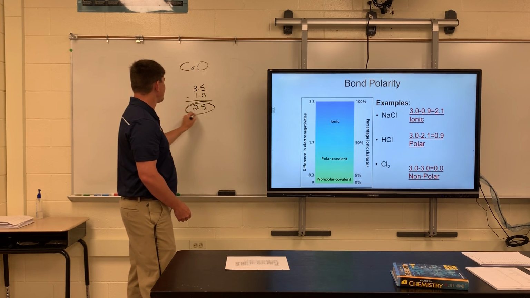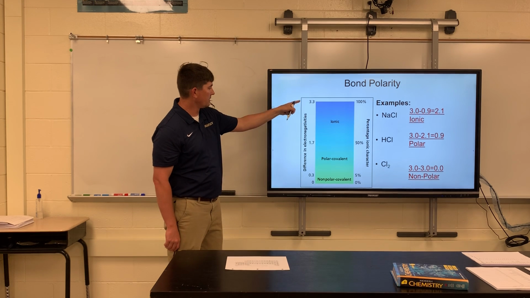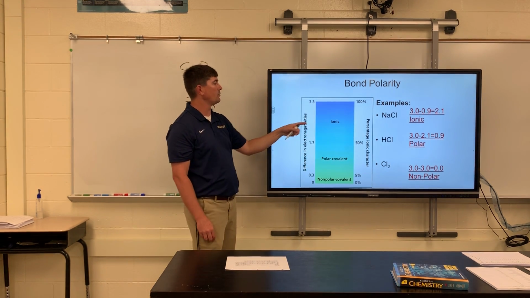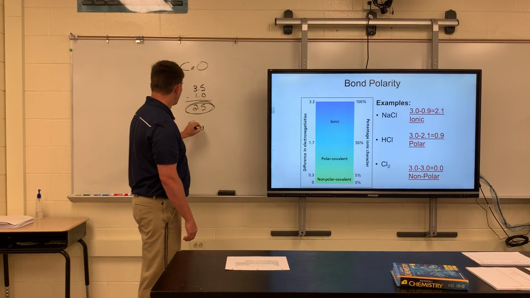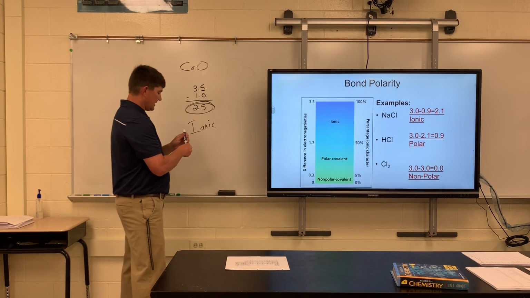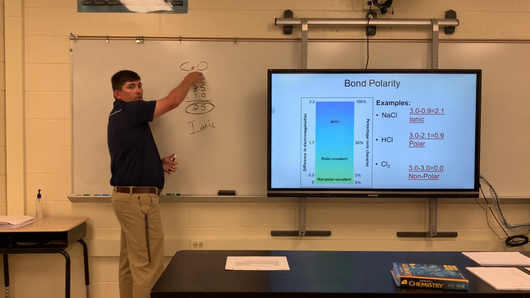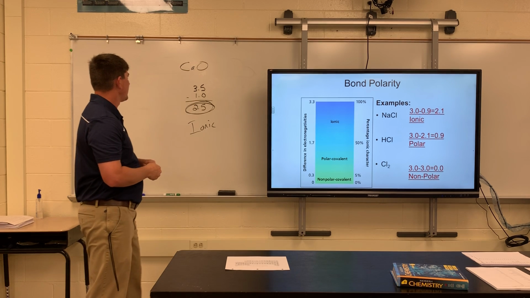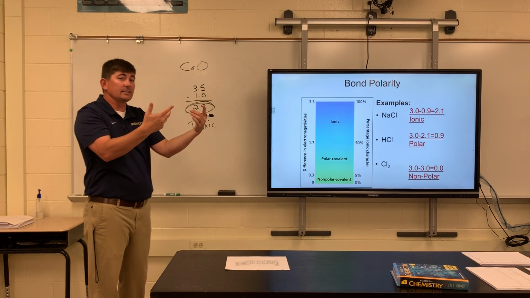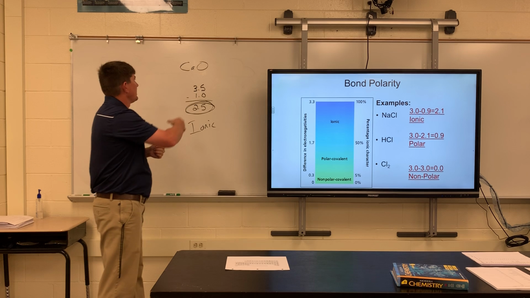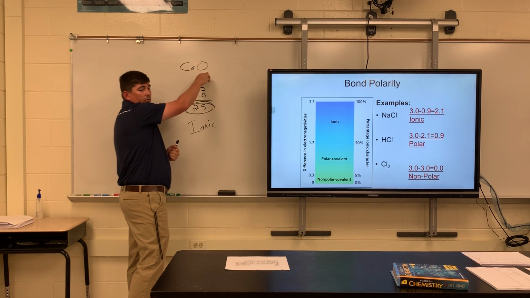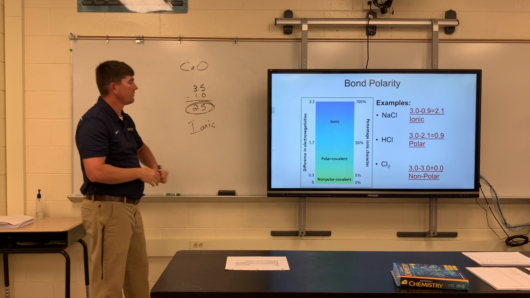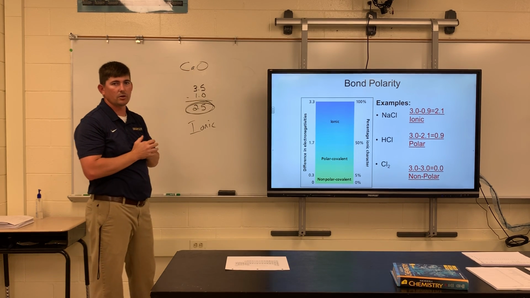So 2.5 is the difference, and I can look on here to see where it is. 2.5 is definitely above 1.7. Anything above 1.7 we would say is ionic. So this is an ionic compound. When these bond together, there would be a transfer of an electron. Another hint that this is an ionic bond is that it is a metal with a nonmetal. If you got a metal bonded with a nonmetal, it's going to be an ionic bond.